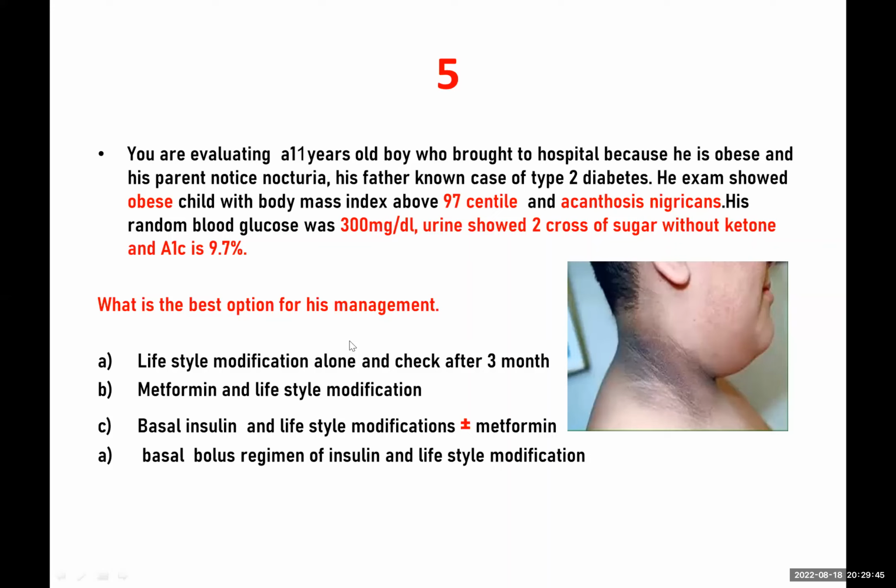And based on the latest American Diabetes Association guidelines, in any obese child who presents with diabetes, you have to do antibodies, and the antibodies are going to tell you where to go, whether to continue as type 1 or not.